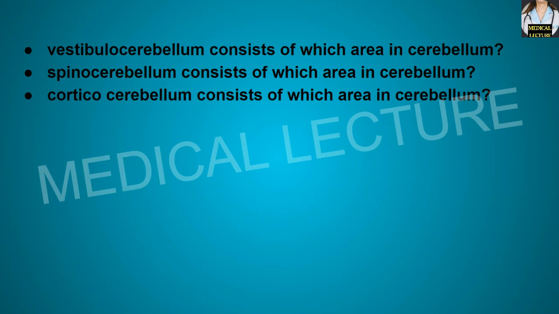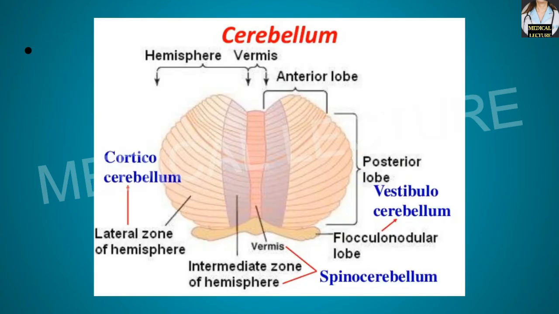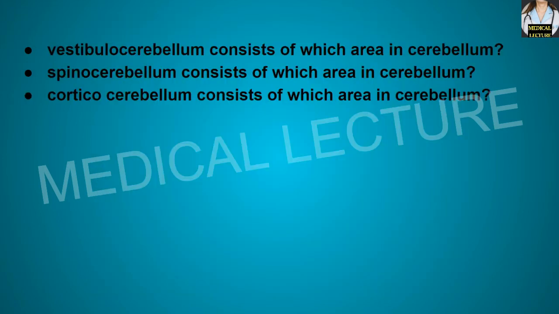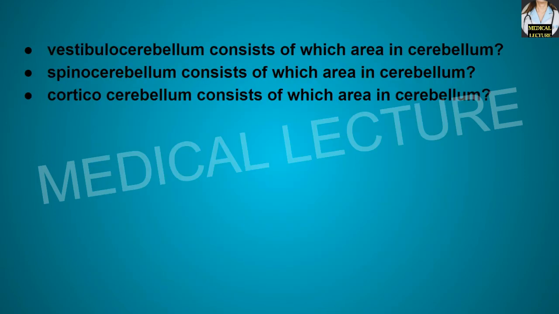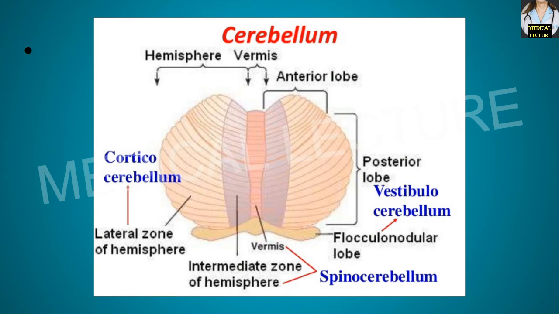Vestibulocerebellum consists of which area in the cerebellum? It consists of the flocculonodular lobe. Spinocerebellum consists of which area in the cerebellum? It consists of the vermal zone and the paravermal zone, while the corticocerebellum consists of the lateral zone of the hemisphere.